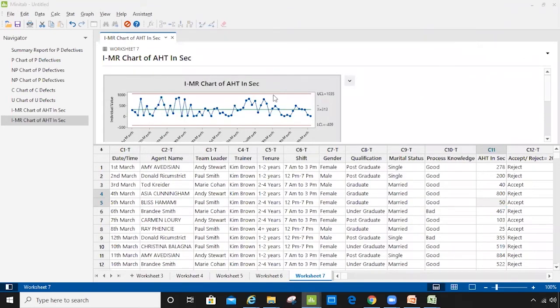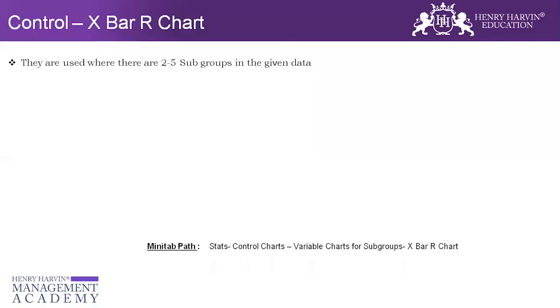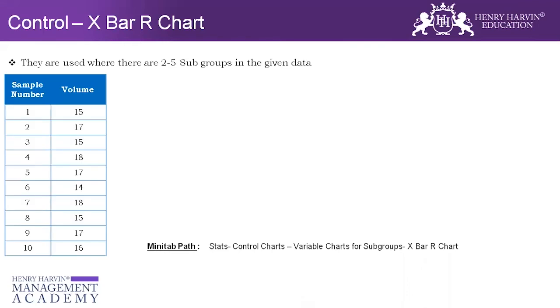So we have concluded the IMR chart, which is only for one subgroup, and now we are going to talk about the remaining control charts. The next control chart that we're going to talk about is the X bar R chart, where R stands for range. This is used for continuous data when I'm trying to compare subgroups of size 2 up to 5. So let's use that.